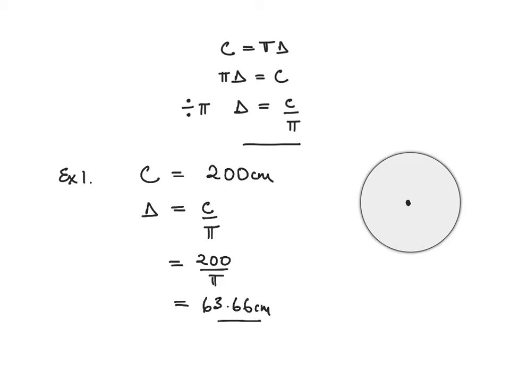Now it was the radius that we were after. Remember, the radius is the distance from the centre to the circumference. The radius is half of the diameter, so 63.66 divided by 2 gives me 31.83 centimeters.